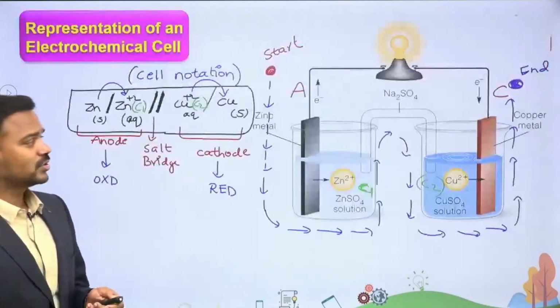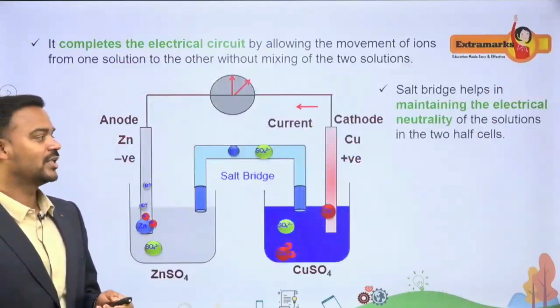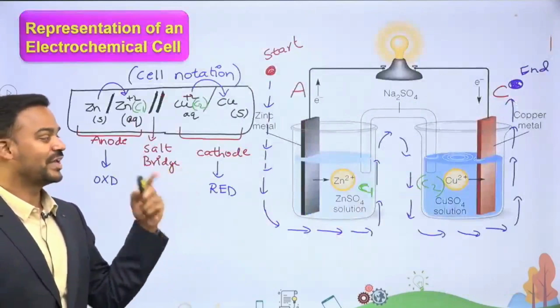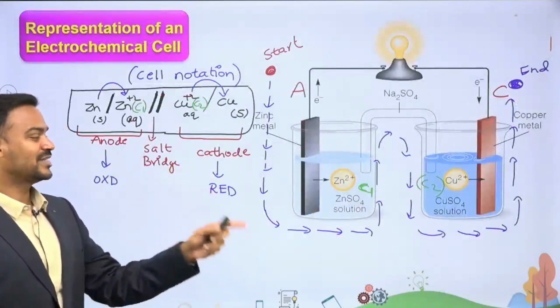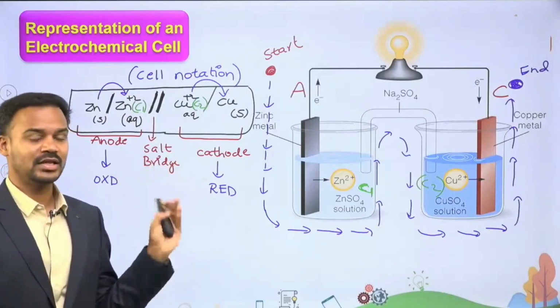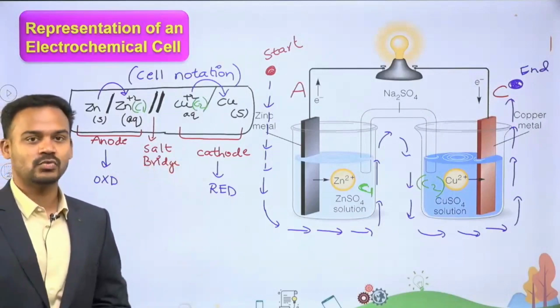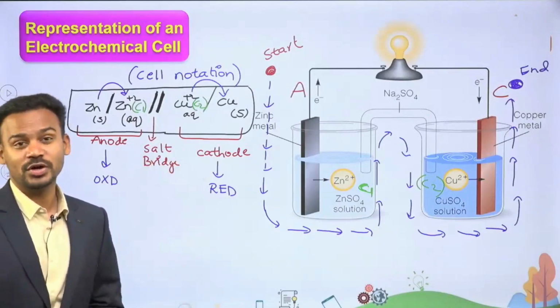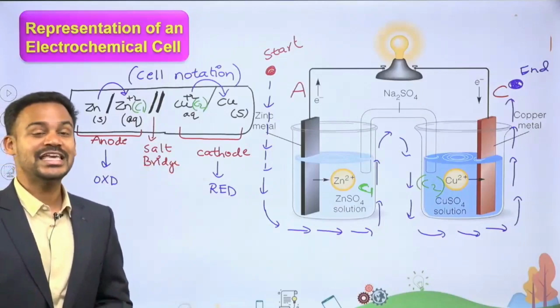This is what we have learned. We have learned about the cell, what are its parts, what are the functions of each part, and how to represent an electrochemical cell. We have come up to here. So we have studied the electrochemical cell. Now we have to see its applications, what it is used for. So mainly it is used for what? Tell me. Finding out the EMF.